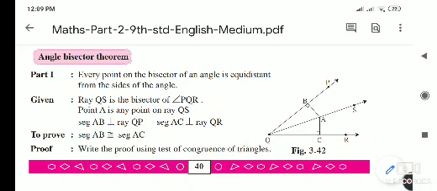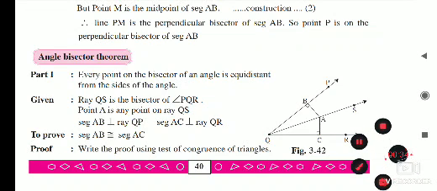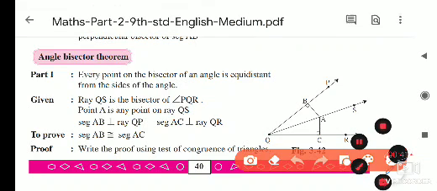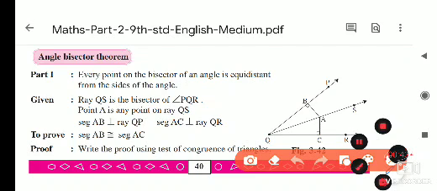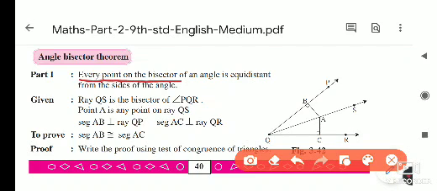So first of all, in the angle bisector theorem, what we have to do is prove this theorem. First of all I am going to give you some hints, and then you will be able to solve this angle bisector theorem. First, let us see the statement: every point on a bisector of an angle is equidistant from the sides of the angle.